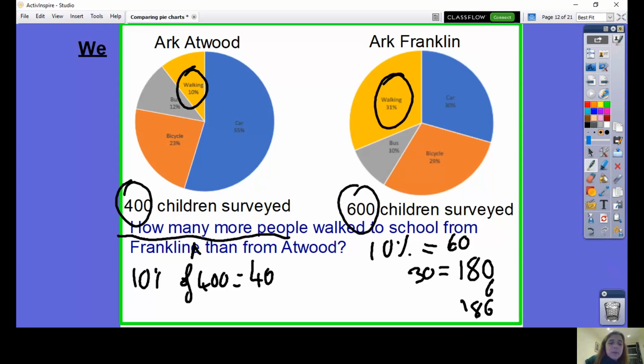So I found how many people walked from Atwood, how many people walked from Franklin. Now I need to subtract in order to find how many more. 186 subtract 40 will be 146.